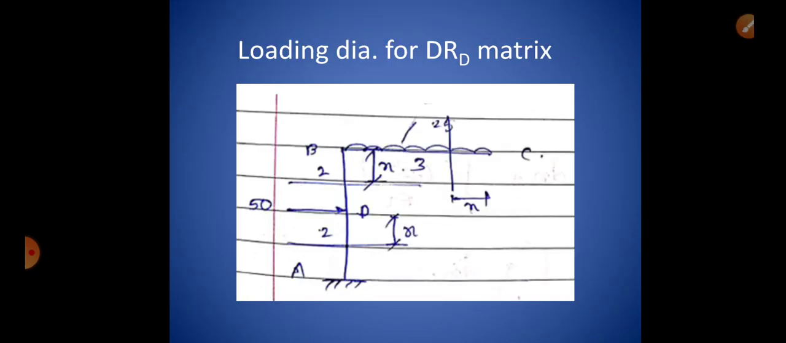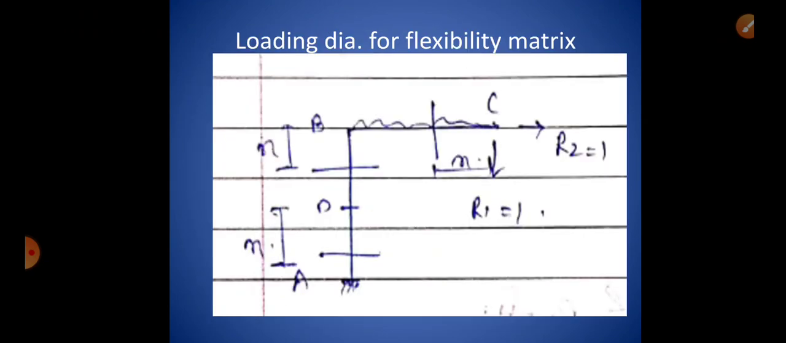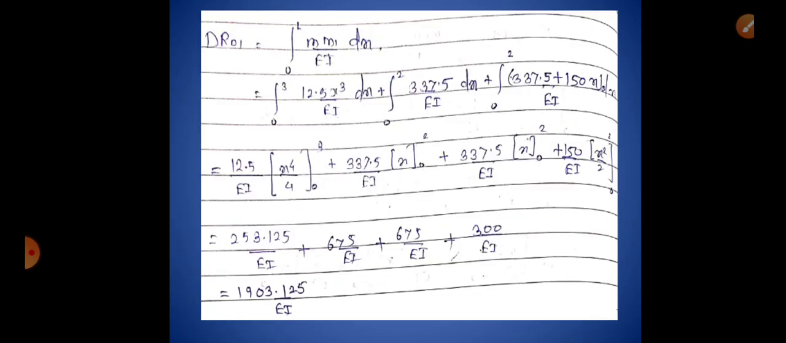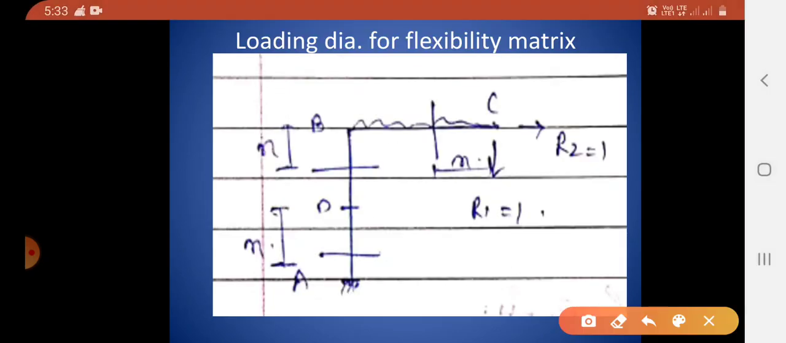R1 and due to unit R2. This is the loading diagram for generating the flexibility matrix. Now we have to consider only one action at one time. Let me explain that in this loading diagram there will be no external load and only a unit action will be there, a unit redundant action. What is flexibility? It is displacement due to unit action, that is here unit redundant, and here no external loads will be placed. Please note it.